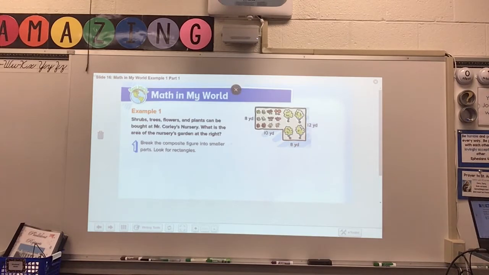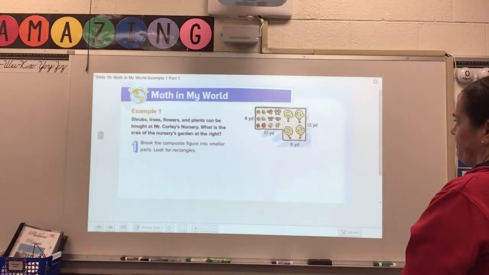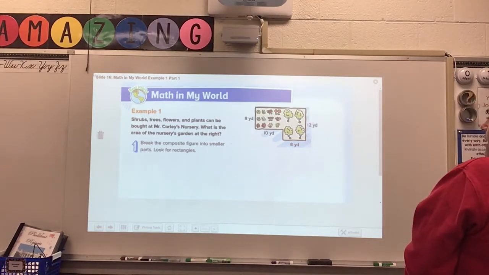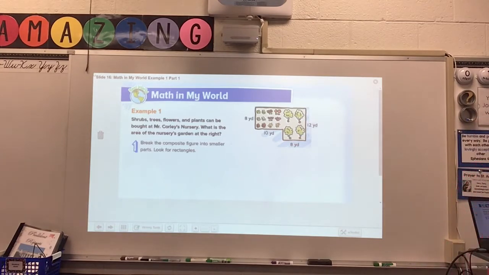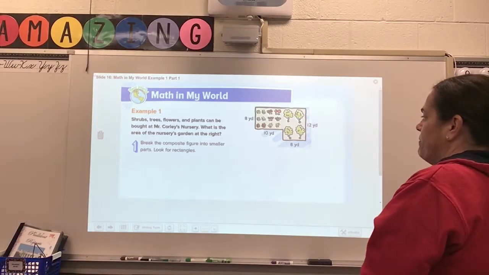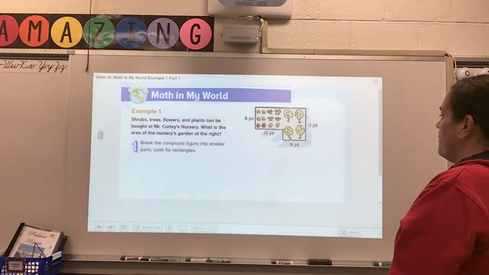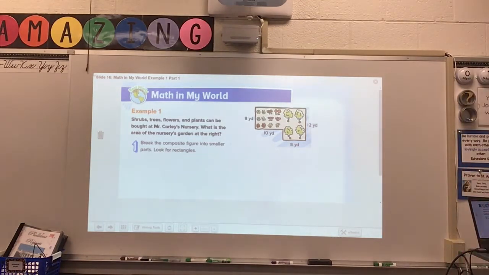Here we have a garden. And in this garden, shrubs, trees, flowers, and plants can be bought. What is the area of the nursery's garden at the right? So the garden isn't a perfect rectangle. Most spaces aren't perfect rectangles, but we can decompose it and break it up into smaller parts. So we're going to be on the lookout for rectangles.